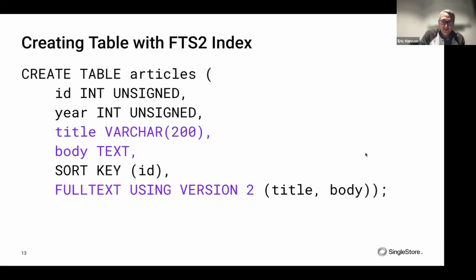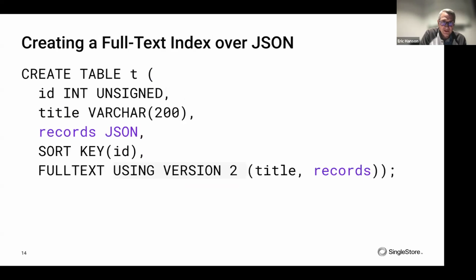And you see it says we're creating this index on both title and body using this full text using version 2 clause. So you can search either title or body or both in your queries.